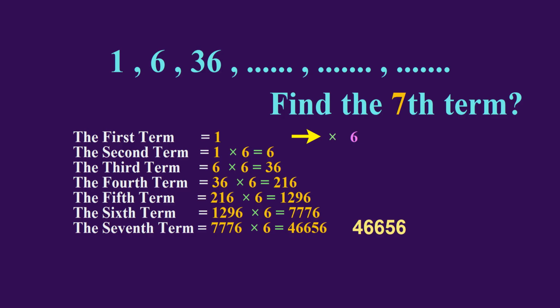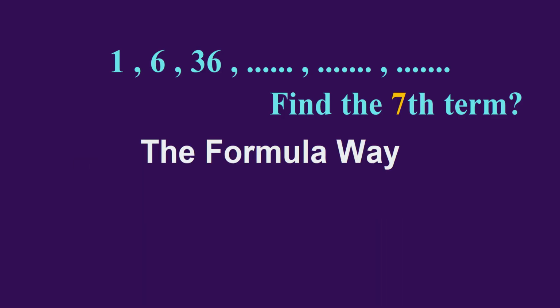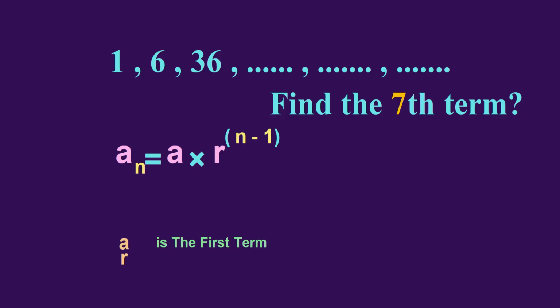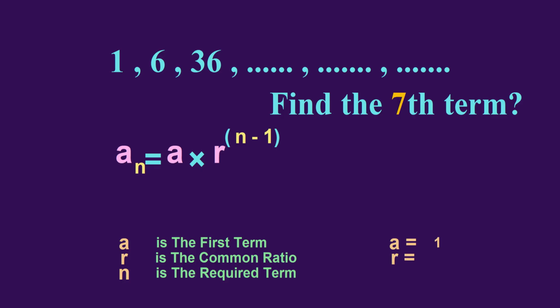Let's solve the problem by using the second method, which is called the formula way. We have a geometric sequence and we can use the rule a_n equals a times r to the power n minus 1, where a is the first term and r is the common ratio and n is the required term. In our problem, the first term a is equal to 1 and the common ratio r is equal to 6 and the required term n is equal to 7.